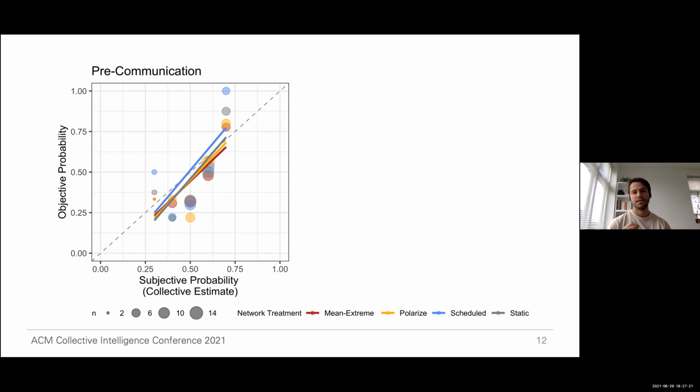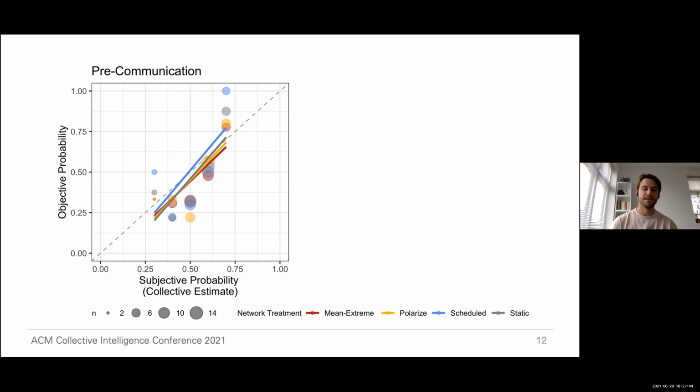In short, calibration measures the extent to which subjective probabilities, so the predictions made by our groups, match objective probabilities observed in the real world. So for example, of the events that you predicted to have a 70% chance of occurring, did 70% of those events actually occur?